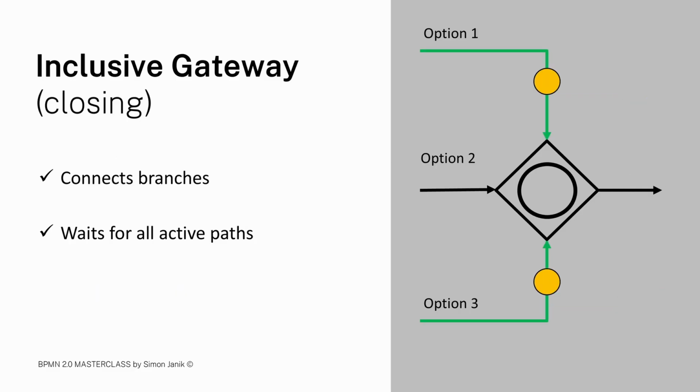But just like the parallel gateway, the inclusive gateway needs a way to close. And that's where the closing inclusive gateway comes in. And this time it waits for all active paths to reach the gateway before the process continues. If only two paths were taken, like in our example, it waits just for those two. If three paths were taken, then it waits for all three. This ensures the process is synchronized before moving on.